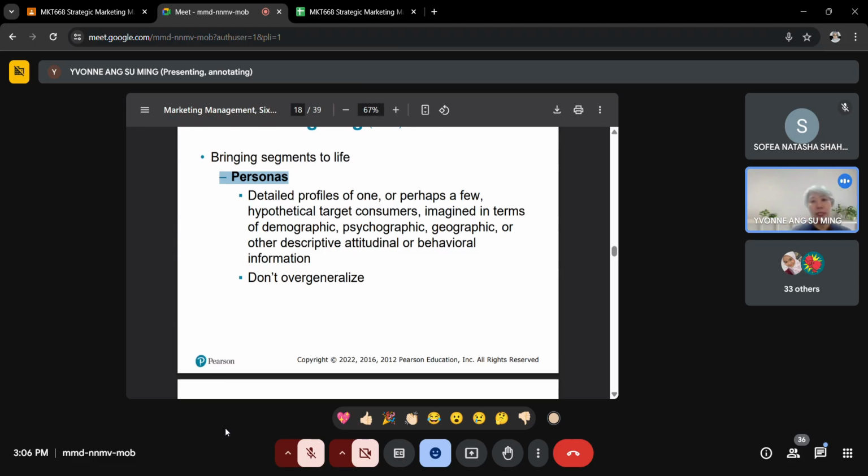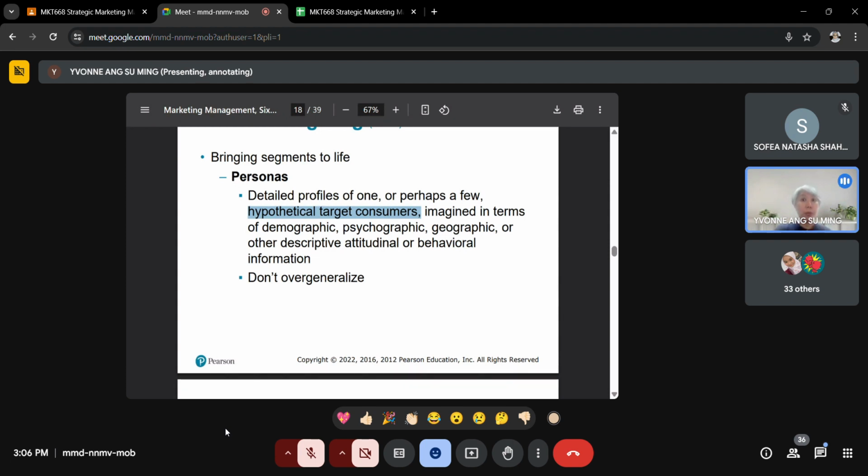And the thing about the persona is that the persona tu basically adalah a representation, okay, a representation and also a description of that particular segment yang kita nak target. And you will see that this is actually dia punya hypothetical target consumers. So kita bayangkan inilah consumer yang sesuai untuk business kita.